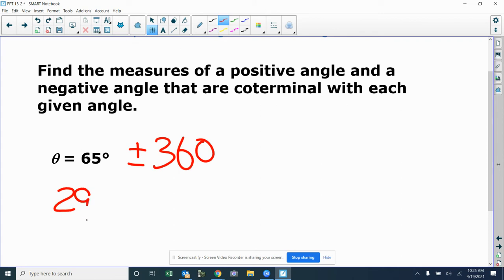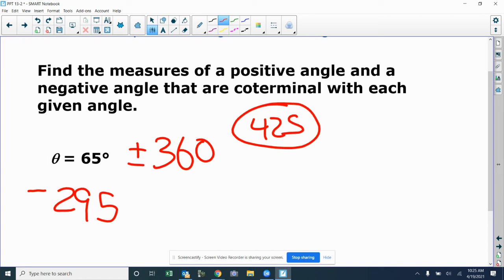295. Are you sure? Negative 295. Thank you, negative 295. Another one, 425. Are there more? Yes. What else? 65. How are we getting these? Adding and subtracting 360 from 65. How can there be infinite? Just keep adding 360. Negative 655. Is that right?